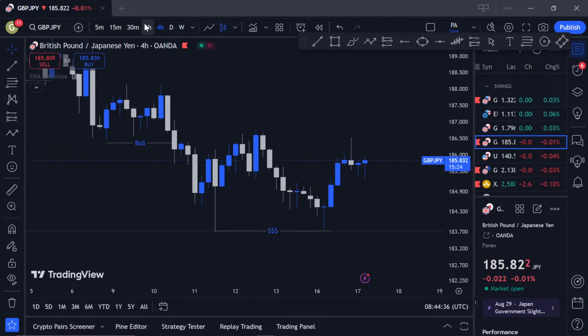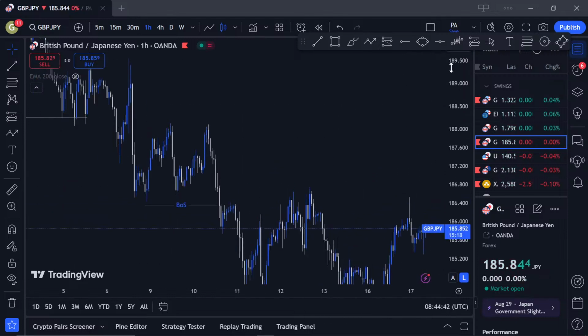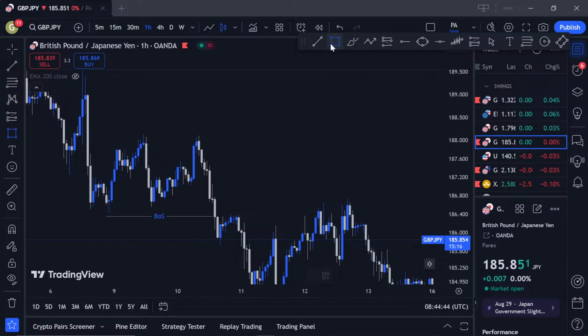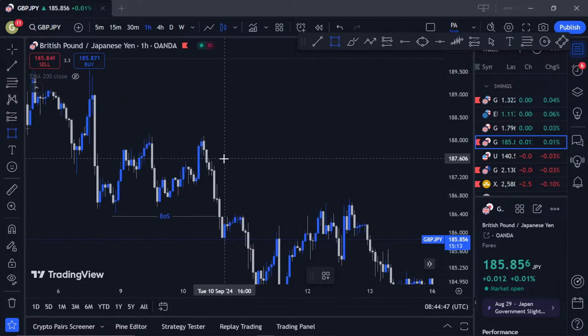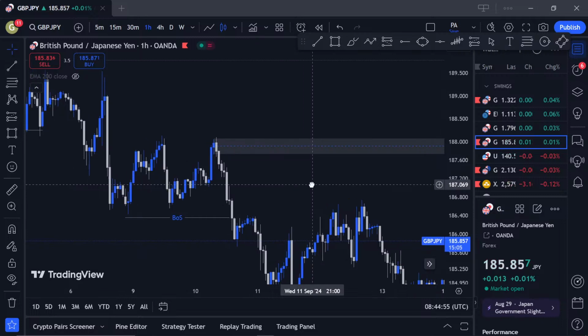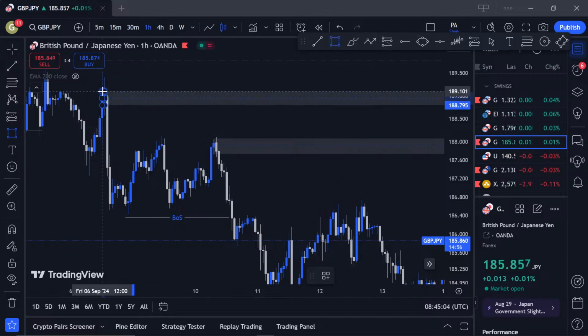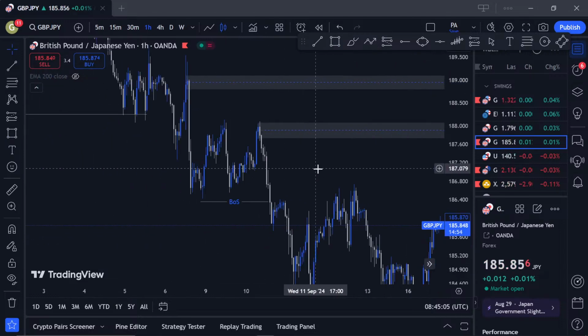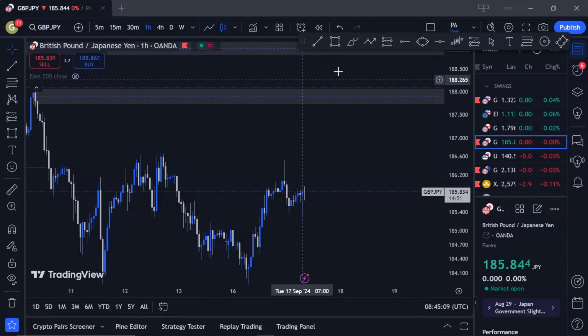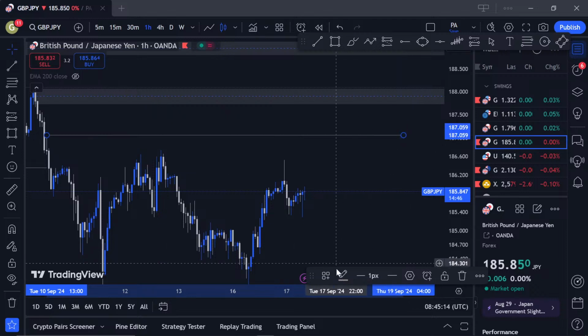After this, I come over to the 1-hour time frame and start identifying my supply and demand levels. Since we are looking for a sell on GBP/JPY, we can see the market is in a downtrend, so we should be after selling opportunities. I'm going to take my first supply level from here, and then I'm going to take another supply level from here. So these are the two supply levels we actually have on GBP/JPY, and this whole area here becomes your area of liquidity.